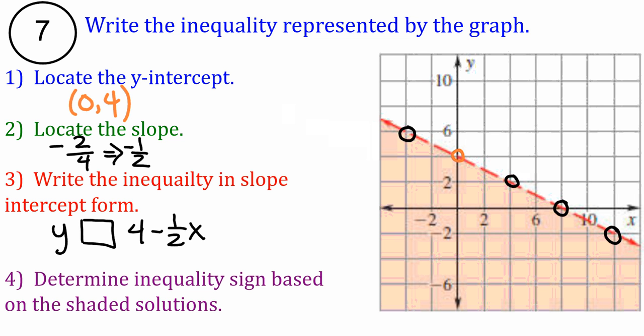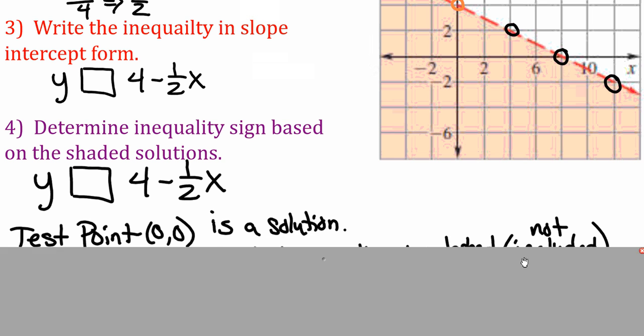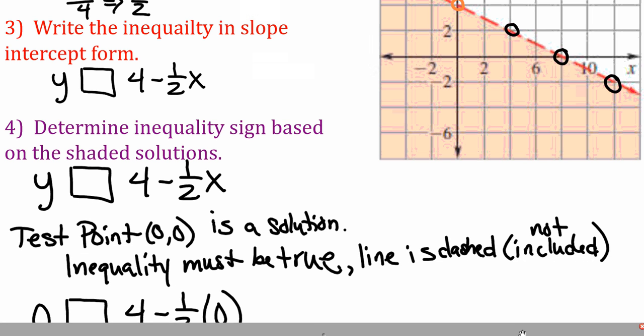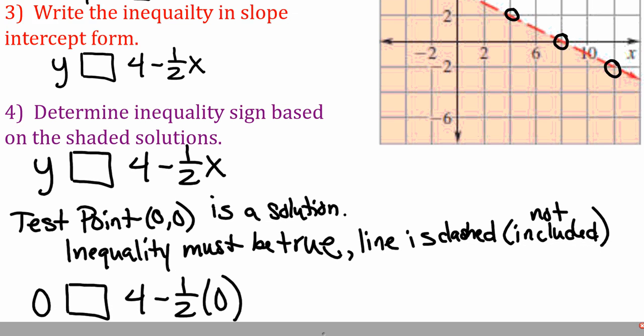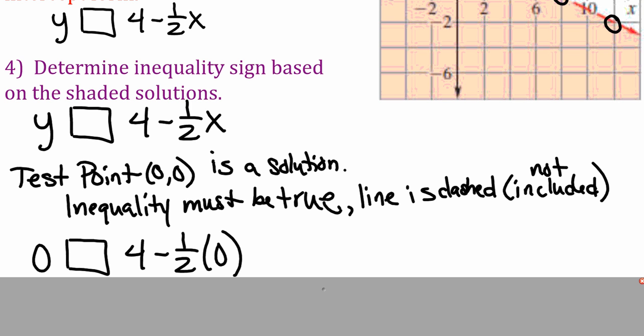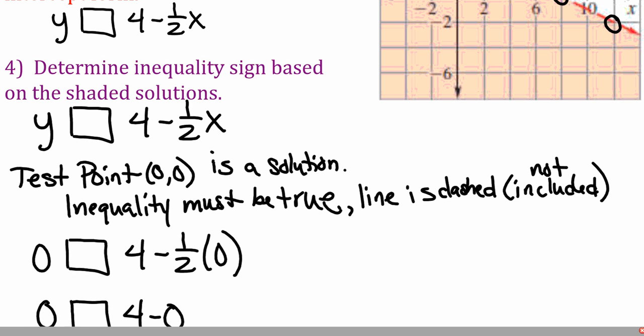So again, now we want to figure out that symbol. So what would be a good test point that's not on your boundary line? We can use 0, 0. And notice when we use 0, 0, it's in the shaded region, so it has to be true. So as we're putting in 0 for x and y, whatever we end up with, we need to make sure this inequality ends up being a true statement. So here we go. Putting 0, 0 into our inequality, what happens? Well, 1 half times 0, that's 0, and 4 minus 0 is 4.